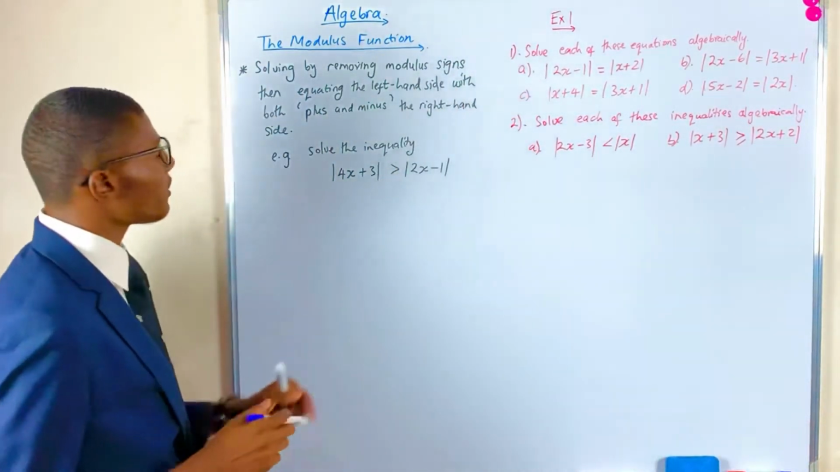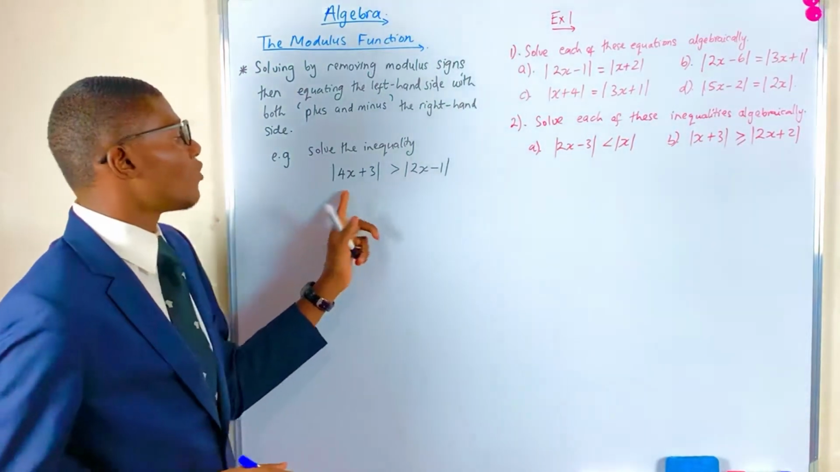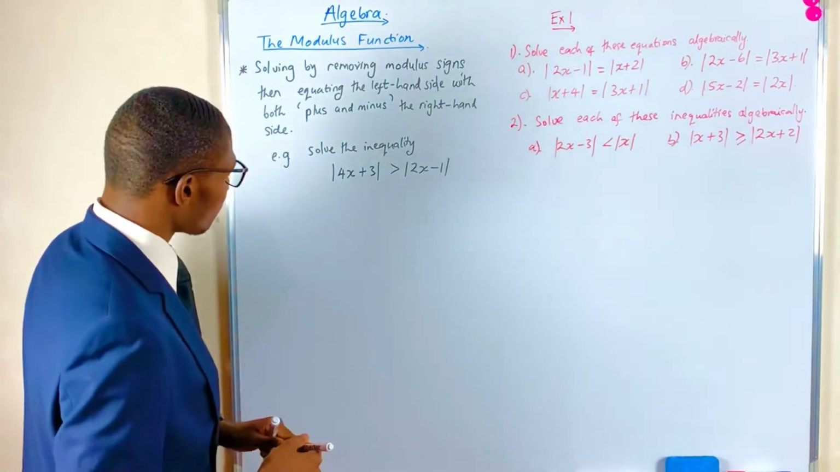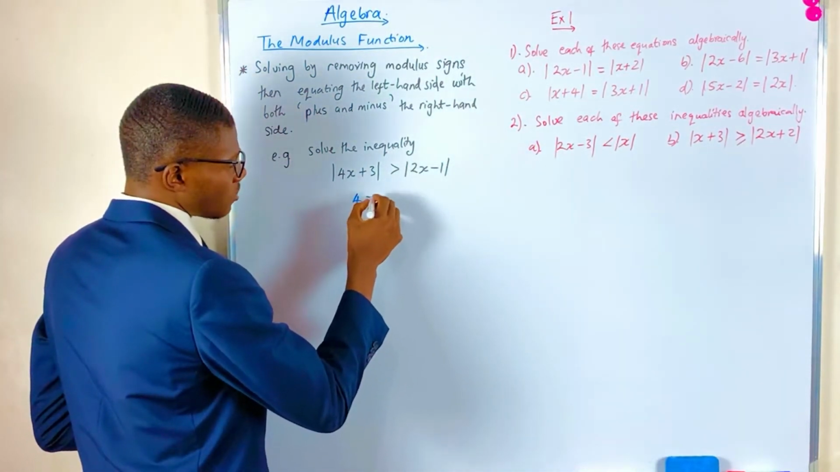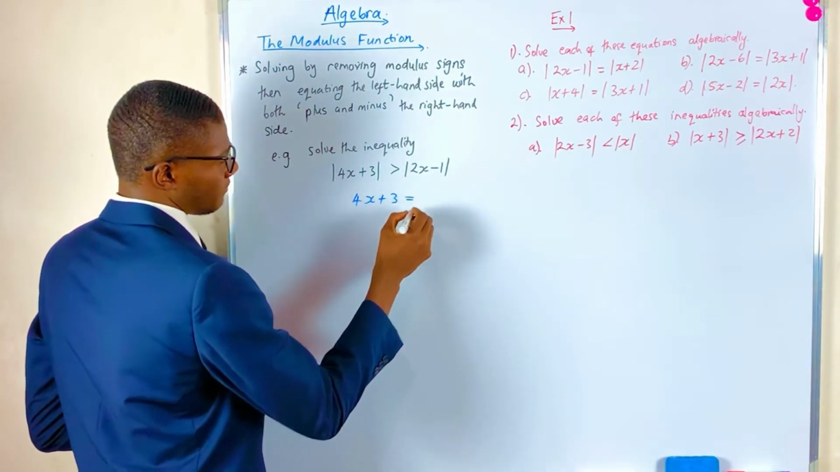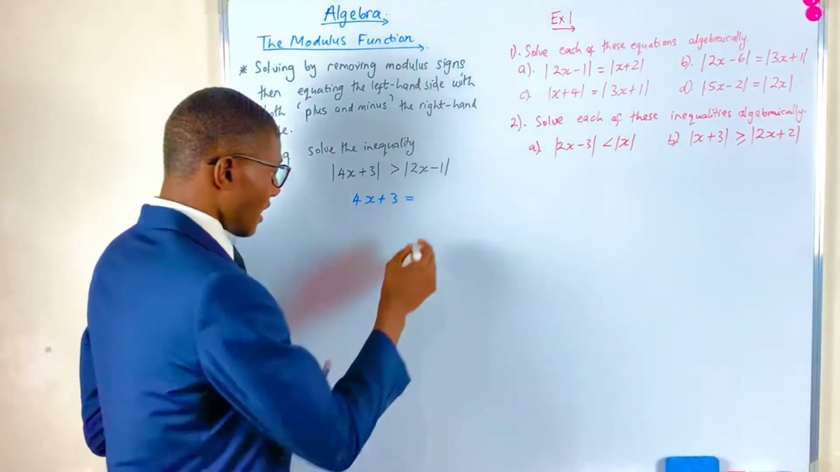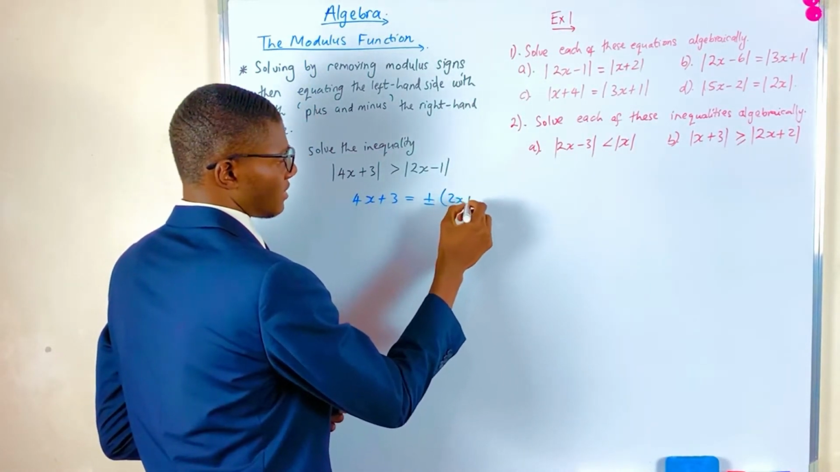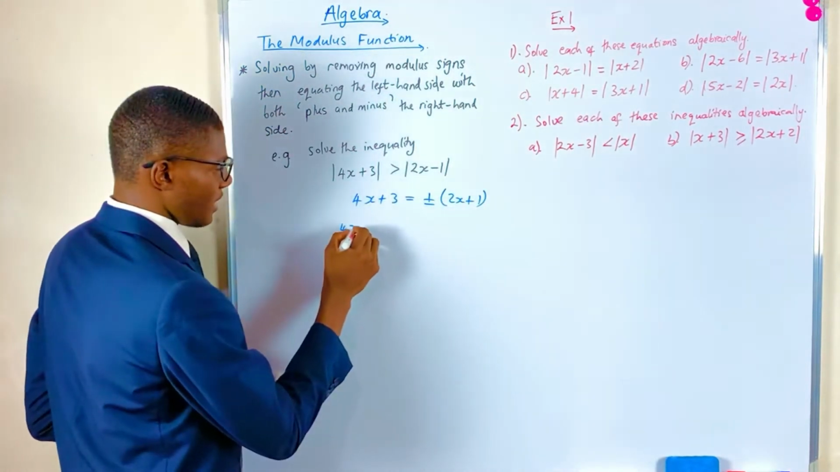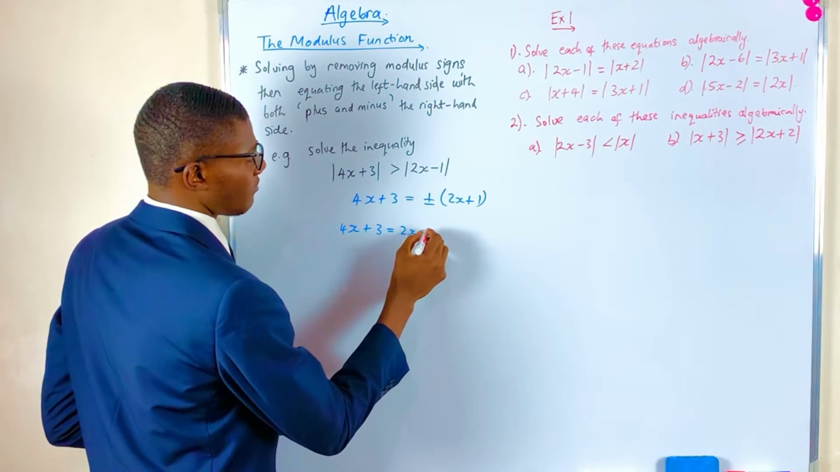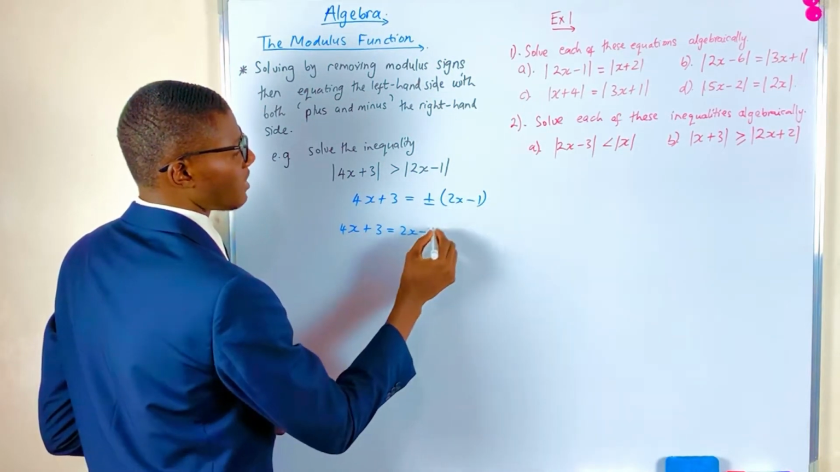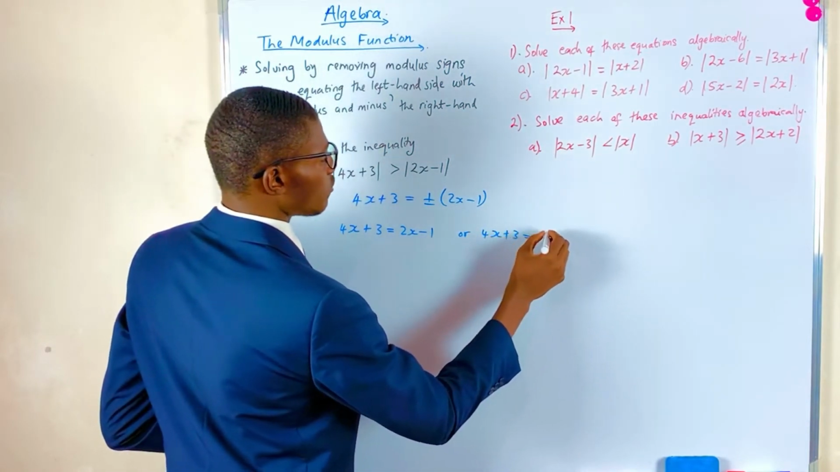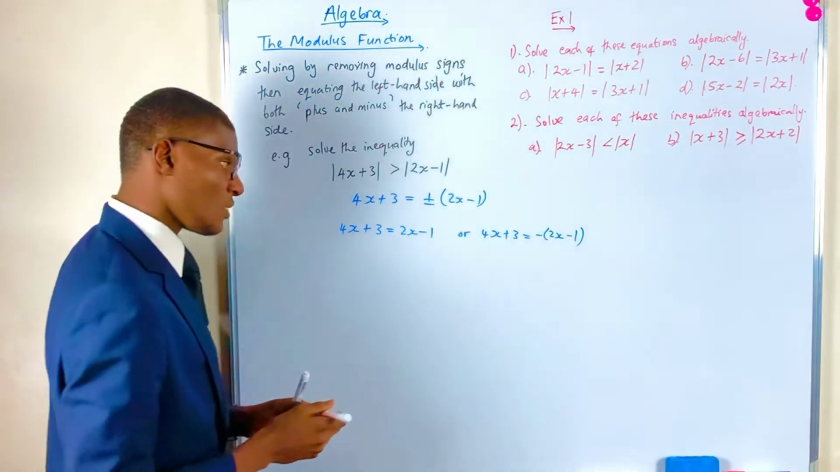So for this example, we need to solve the inequality modulus of 4x plus 3 being greater than the modulus of 2x minus 1. So we shall remove the modulus signs, then equate the left hand side to plus or minus the right hand side. So we're saying 4x plus 3 is equal to 2x minus 1, or 4x plus 3 is equal to minus 2x minus 1. Then we shall solve for x.